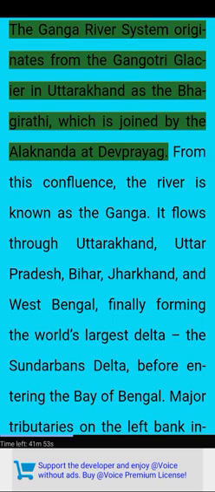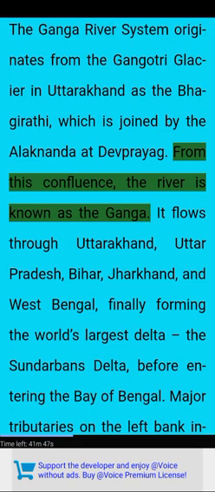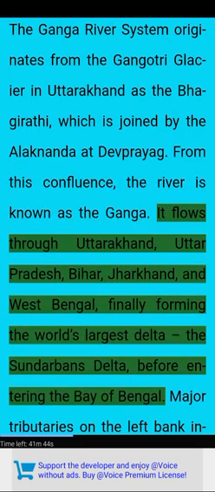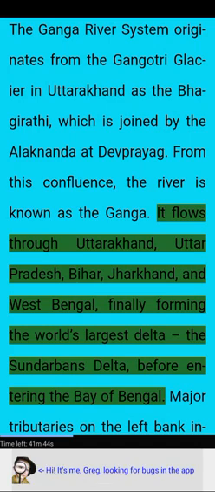The Ganga River system originates from the Gangotri Glacier in Uttarakhand as the Bhagirathi, which is joined by the Alaknanda at Devprayag. From this confluence, the river is known as the Ganga. It flows through Uttarakhand, Uttar Pradesh, Bihar, Jharkhand, and West Bengal, finally forming the world's largest delta, the Sundarbans Delta, before entering the Bay of Bengal.